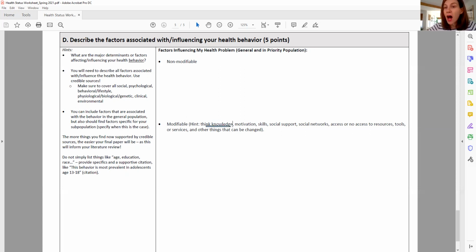So I have a hint: think knowledge, motivation, skills, social support, social networks, access to resources, or other services, all things that can be changed. So if obesity is your health outcome, your health behavior might be healthy eating. But what affects your ability to eat healthy? That's what we're looking for here. Those are the things we're trying to identify. Those are things like food deserts. Do you live in a food desert? Do you have access? What's your geographic distance to affordable produce? That's one example. Also, education, knowledge, what do we know?